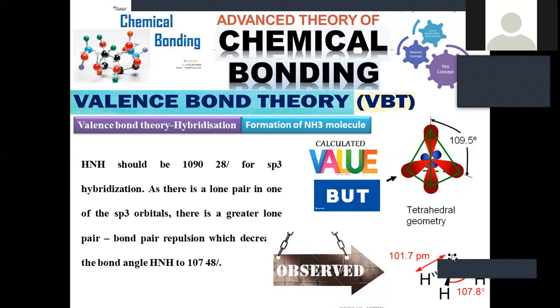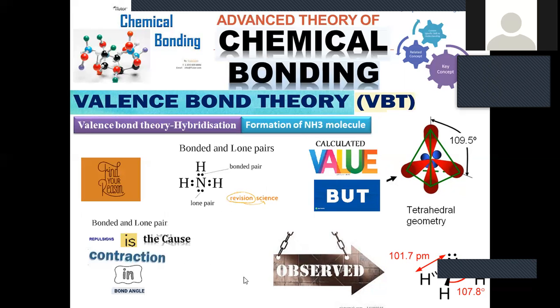The lone pair of electrons repels the bond pair of electrons. If this hydrogen moves forward towards the lone pair of electrons, there will be a lot of lone pair-bond pair repulsions. In order to minimize those repulsions, the bonds shrink somewhat towards the bottom side, so that the expected angle of 109 is somewhat reduced, because in order to minimize the repulsive forces, it became 107 degrees 48 minutes. So that is clearly depicted here.